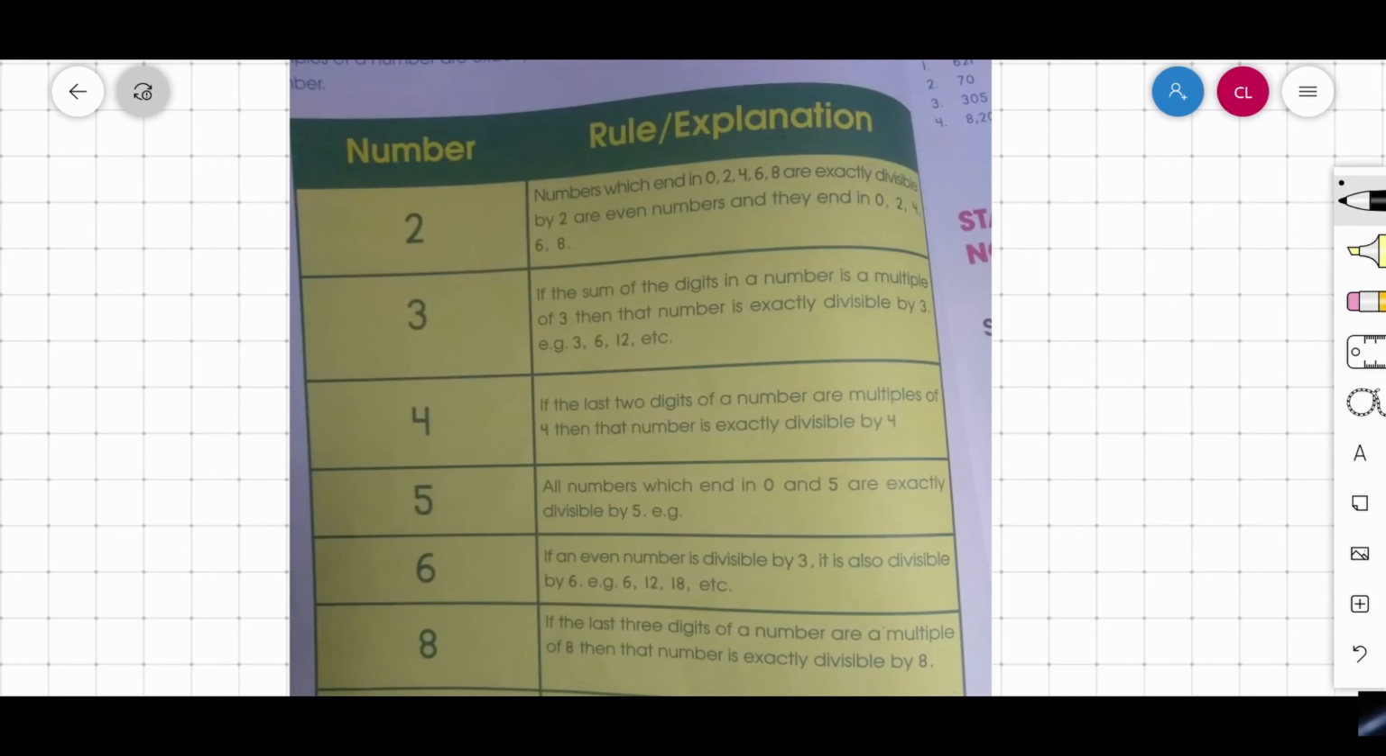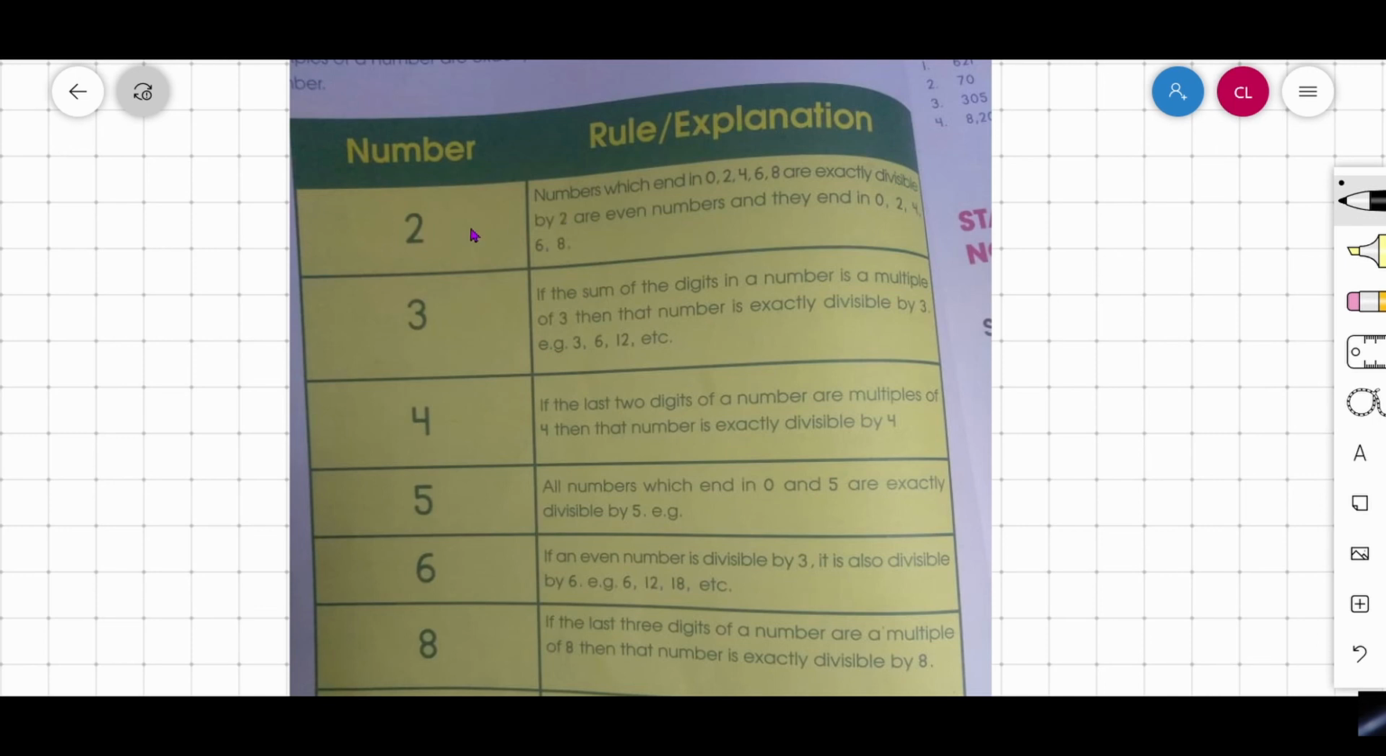So in this episode, we're going to be looking at our divisibility rules, and these are rules that are very important for us so that we can easily divide certain numbers. So here on screen, we have the number and we have the rule or explanation for that particular number.